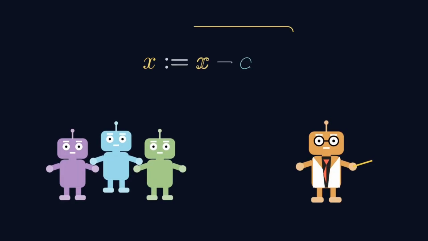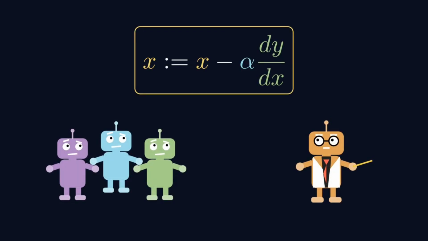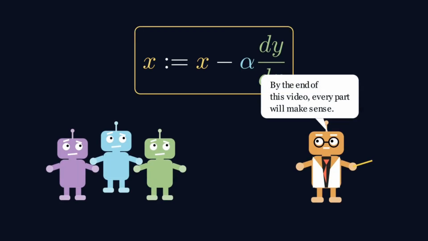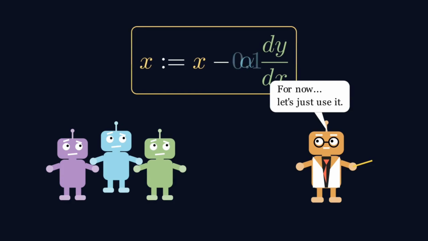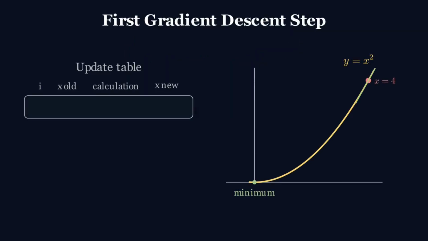Now, here's the entire gradient descent algorithm written on the screen right now. Don't worry if this equation looks intimidating. By the end of this video, every part of it will make perfect sense. For now, let's just use it. We'll choose a learning rate of 0.1. So now our new position becomes x equals 4 minus 0.1 multiplied by 8, which is 3.2. Notice what happened. We moved a little closer to the minimum, but we're not there yet.